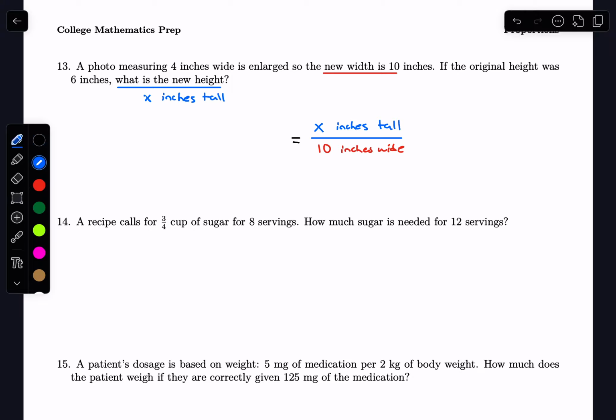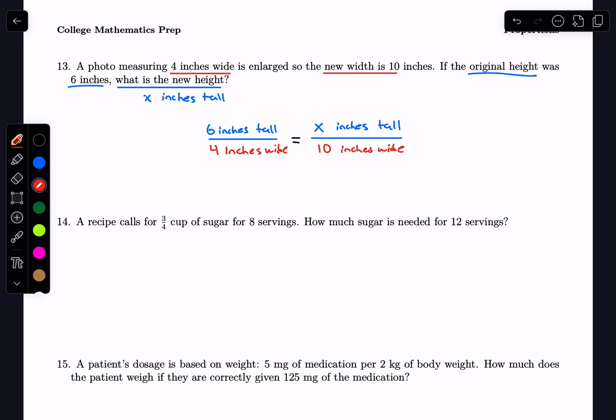And then on the other side, our original width was 4 inches wide. I'm actually going to underline that one in red, 4 inches wide. And our original height was 6 inches. So I'm going to put the 6 inches tall on top because I have inches tall on top on the right side. And I'm going to put 4 inches wide on bottom.